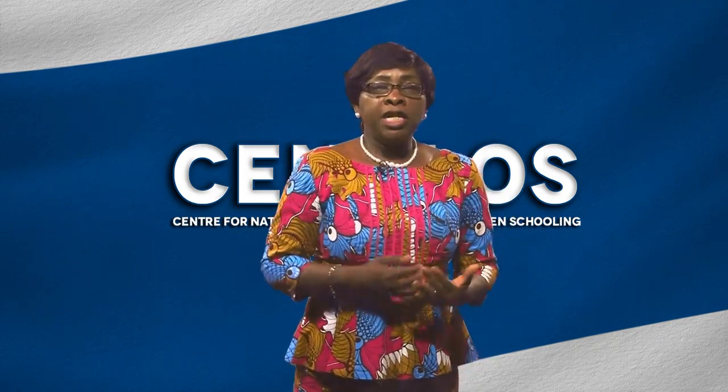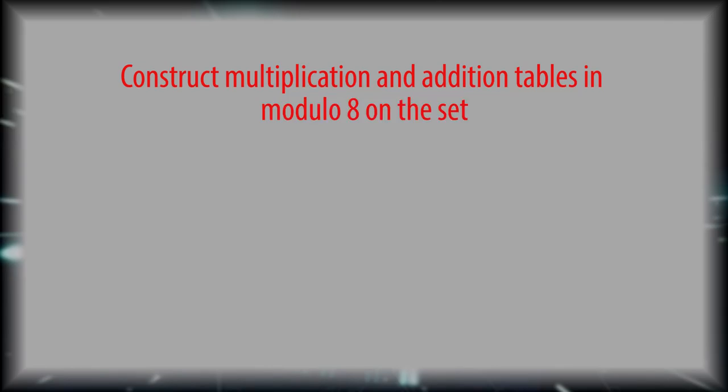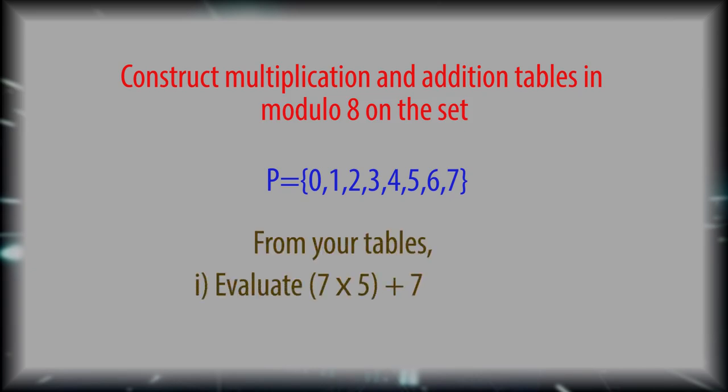So let's take some more questions involving completing the tables. Example 1. Construct multiplication and addition tables in modulo 8 on the set of numbers P equals 0, 1, 2, 3, 4, 5, 6, and 7. From your tables, find 1. 7 times 5 into brackets plus 7. 2. The truth set of n plus n is equal to 6.